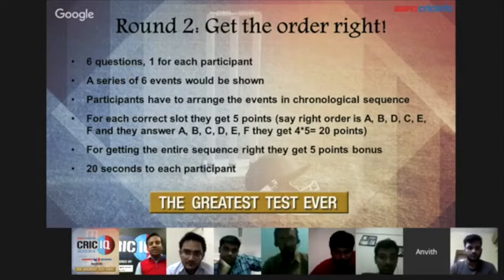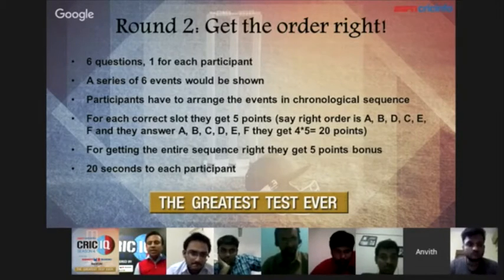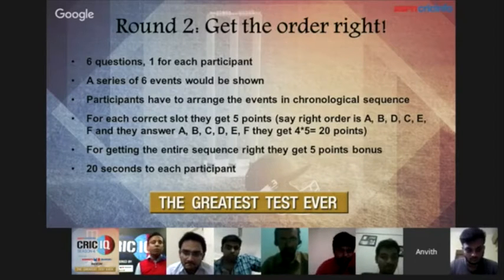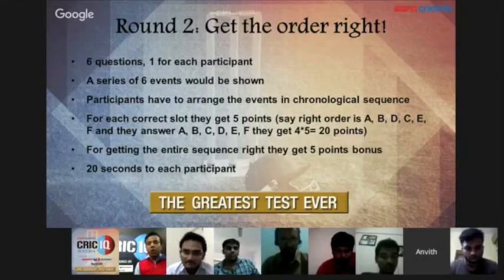For each correct slot, they get 5 points. The right order is A, B, D, C, E, F, and they answer A, B, C, D, F. They get 4 into 5, 20 points. For getting the entire sequence right, they get a 5 points bonus. Just 20 seconds to each participant.